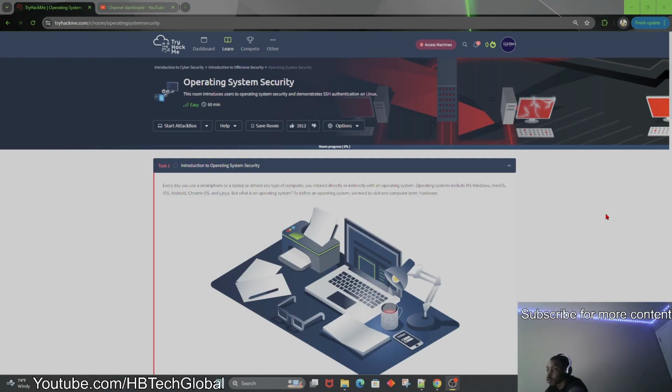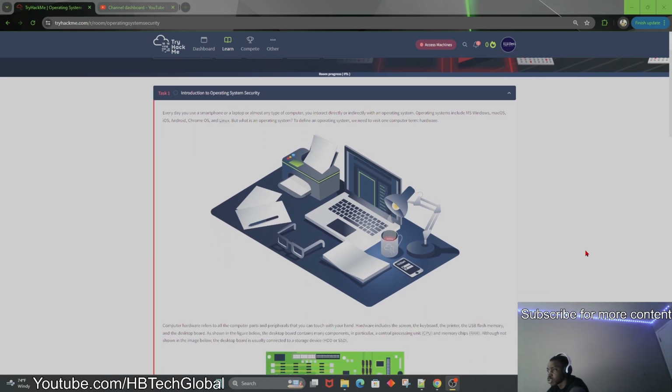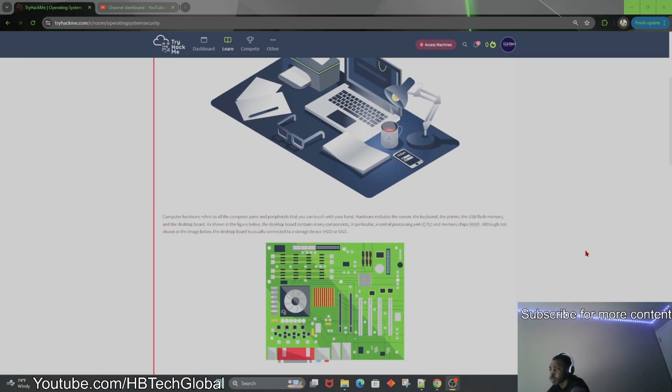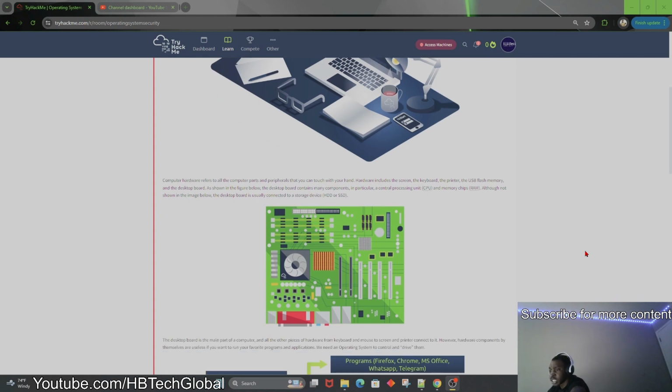Smartphone or laptop or almost any type of computer, you interact directly and indirectly with the operating system. The operating system includes Microsoft Windows, Mac OS, iOS, Android, Chrome OS, and Linux. But what is an operating system? To define an operating system, we need to visit one computer term, hardware. Computer hardware refers to all computer parts and peripherals that you can touch with your hands. Hardware includes the screen, keyboard, printer, USB flash memory, and the desktop board.